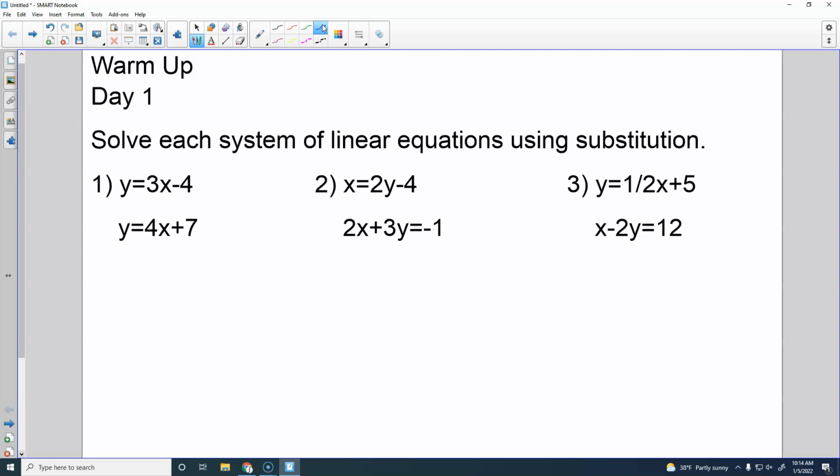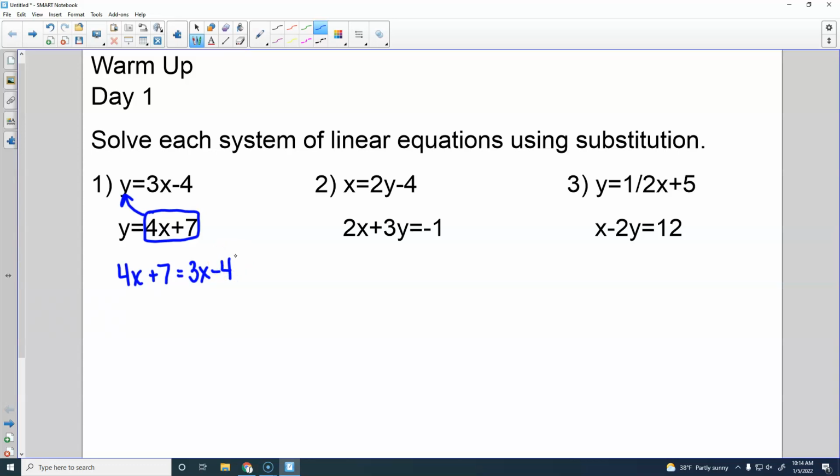All right. So let's review substitution. And really, I did not do a lot of problems like number 2 and number 3. We mostly did problems like number 1. So 2 and 3 are going to be a little bit of me going through how to do this. Substitution is when we take one of the pieces and plug it in for the other. So mostly what we saw, they were solved for y, and we just had to set them equal to each other. So we would say 4x plus 7 equals 3x minus 4.